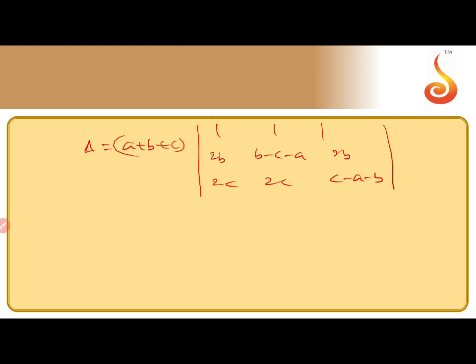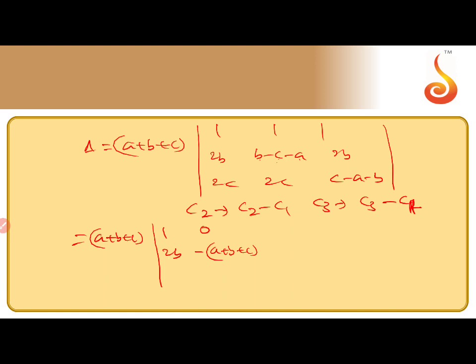Clear now. Once you get this, what I will do is make two zeros in the first row position. C2 as C2 minus C1, C3 as C3 minus C1, better and easy to get the answer. It's a plus b plus c into 1, 2b, 0. If you subtract this minus this, so b minus c minus a minus b, that is minus of a plus b plus c. Next, this is 2c, this is 2c, 0. 2b minus 2b, 0. This minus this again, minus of a plus b plus c.